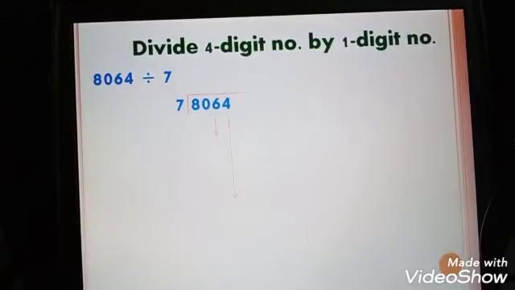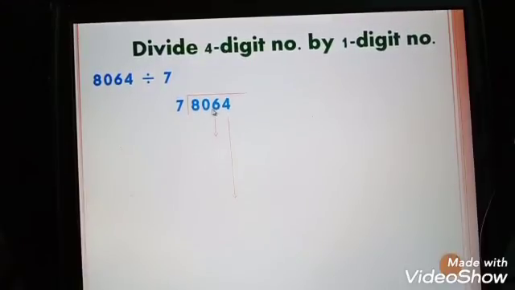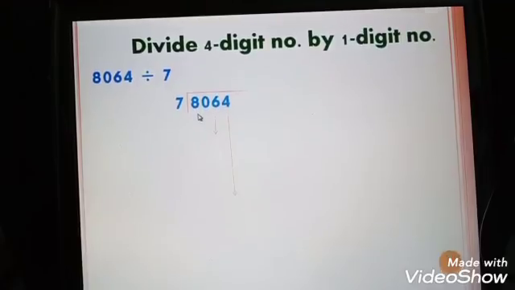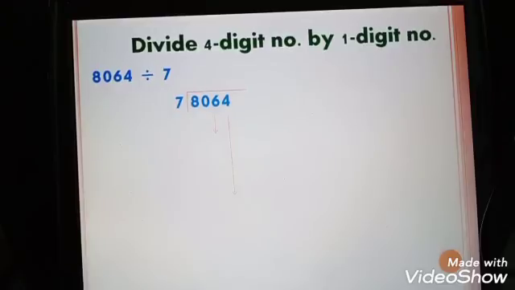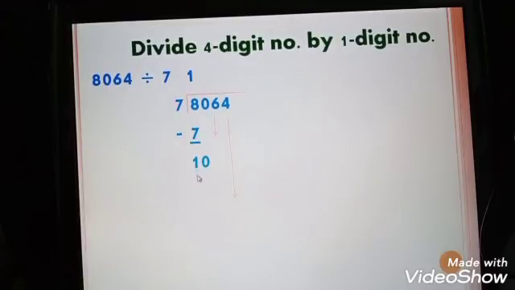Now a 4-digit number by 1-digit number. In table of 7, 8 will not come. So we'll take the smaller number just before 8, that is 7 1 are 7. So we'll write 7 1 are 7. So 8 minus 7 is, sorry, 8 minus 7 is 1.